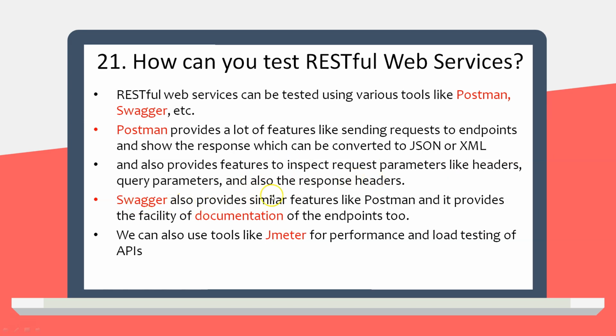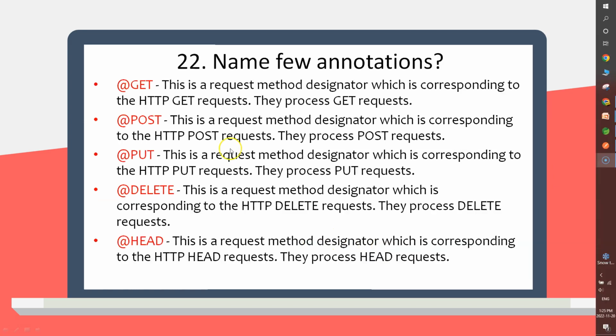Swagger, we can use Swagger to perform whatever is done by Postman, but apart from that, it also provides the facility of documentation of the endpoints. If you want to create the documentation of your REST API endpoints, go and make use of Swagger. It will create the documentation for you. Okay, so we can use tools like JMeter for performance and load testing of REST APIs.